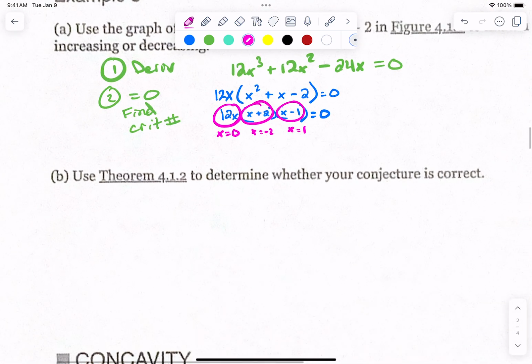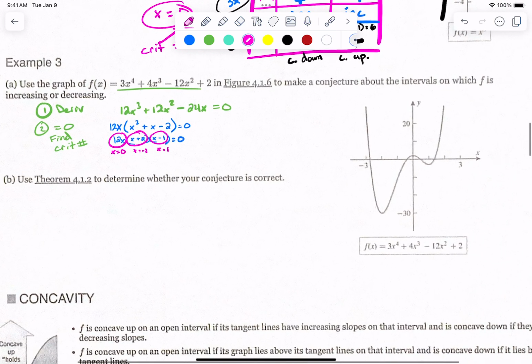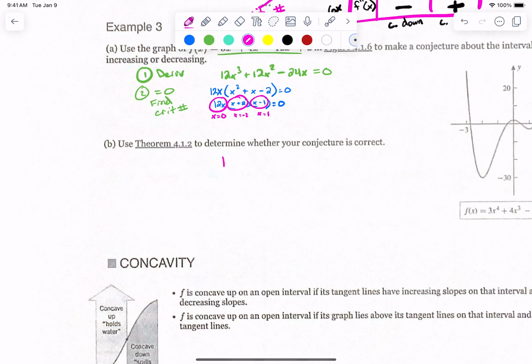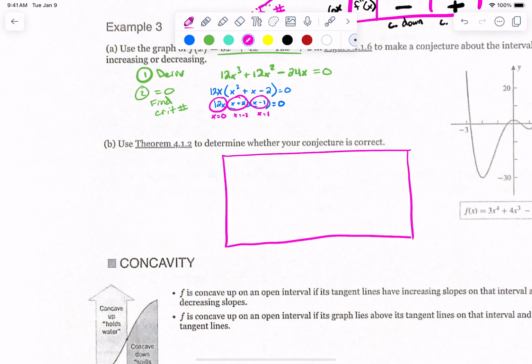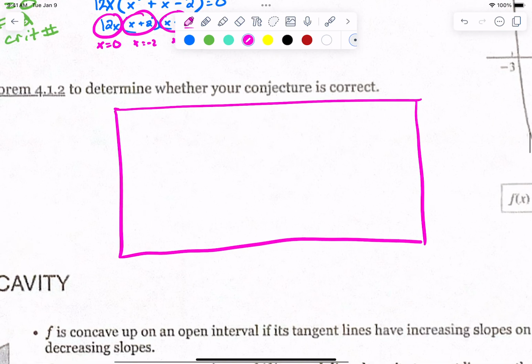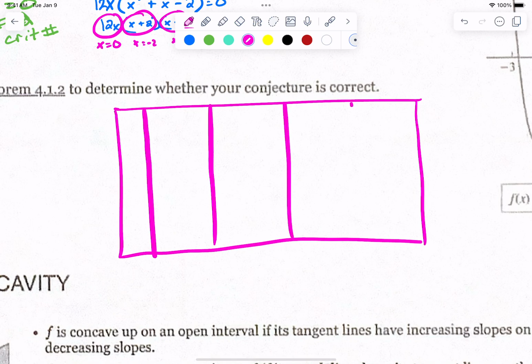All right, I'm going to go down here. I am running out of room. We're going to do our table down here. All right, how many critical numbers do we have? 3, which means how many intervals are we going to have? 4. 1, 2, 3, 4.